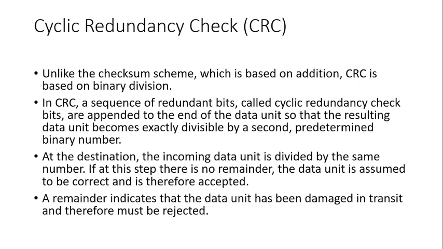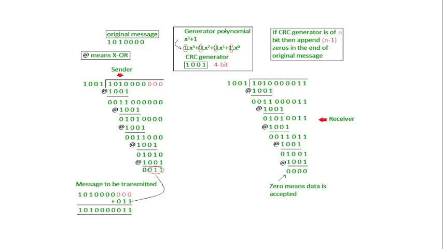So this is the predetermined binary number, and at the destination the incoming data unit is divided by the same number. If at this step there is no remainder, the data unit is assumed to be correct and is therefore accepted. A remainder indicates that the data unit has been damaged in transit and therefore must be rejected. So now you can see an example of how it is going to work, right?